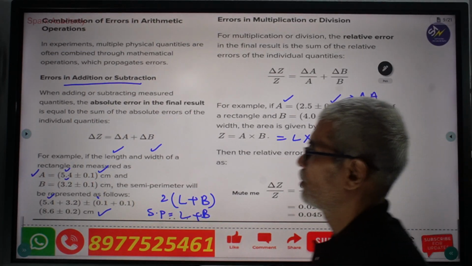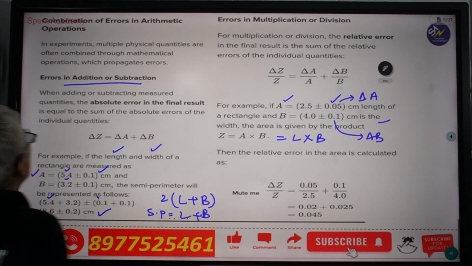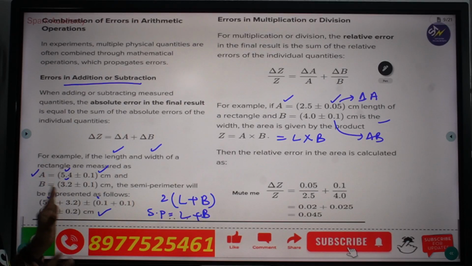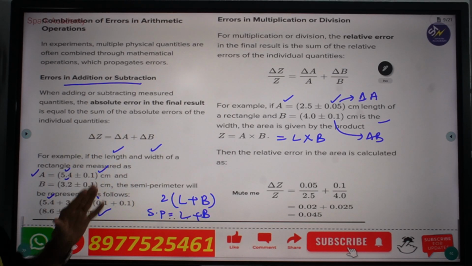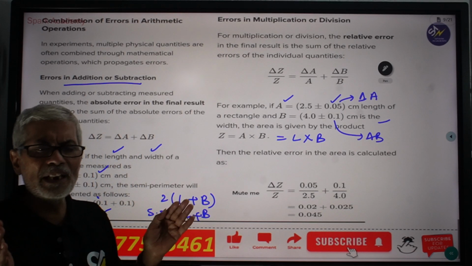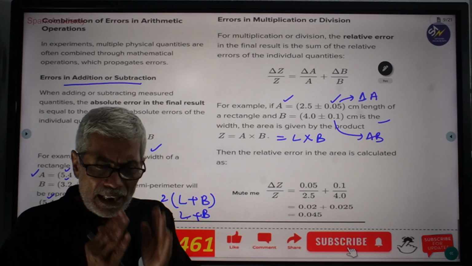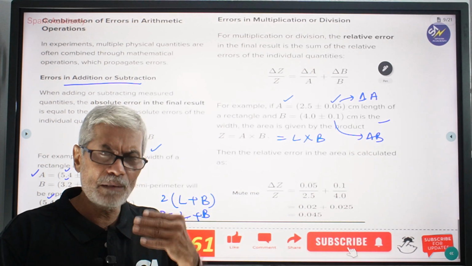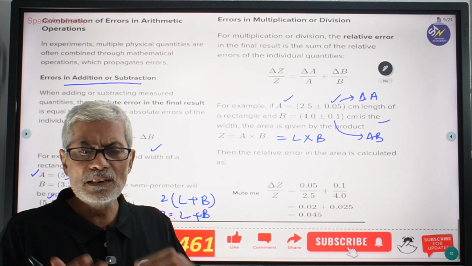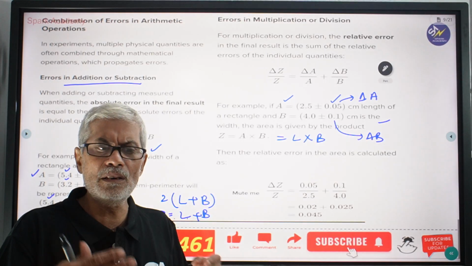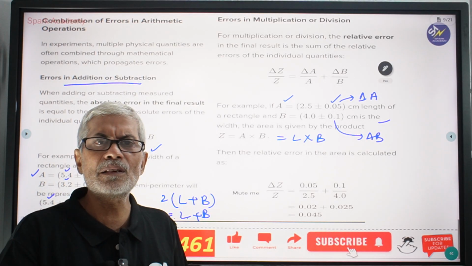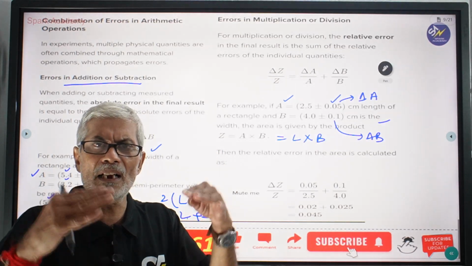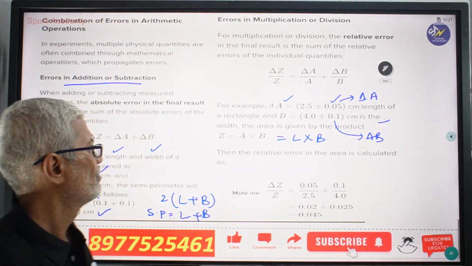Now, there are certain rules for addition, subtraction and multiplication of errors, because when you have too many parameters, error will propagate. Propagate means there is a chance that the error may increase. So it is your endeavor, your hard work, your precise measurement technique, to minimize that error as much as possible.